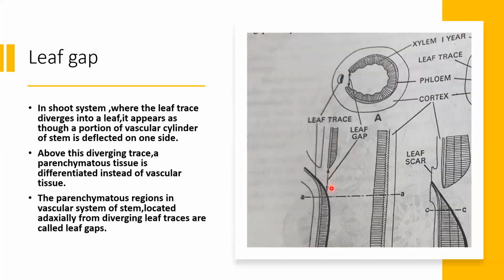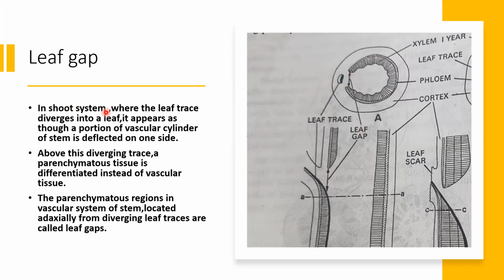So here we can see this is the leaf gap part, and this is covered by parenchymatous tissue. This is not covered by xylem tissue. So this area is called a leaf gap. Here we can see this is the vascular supply of the stem. The gap is there, and this is the trace or vascular supply which is going toward the leaf. So this is called a leaf trace. This gap, which is made up of parenchymatous tissue, is called a leaf gap.